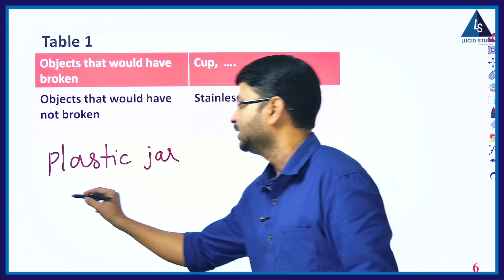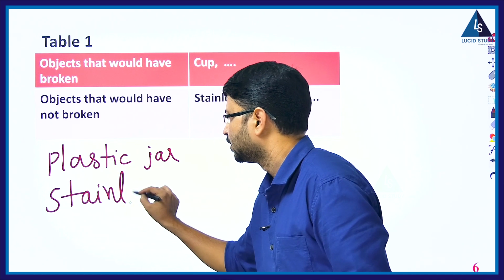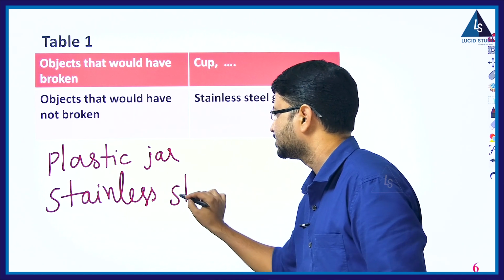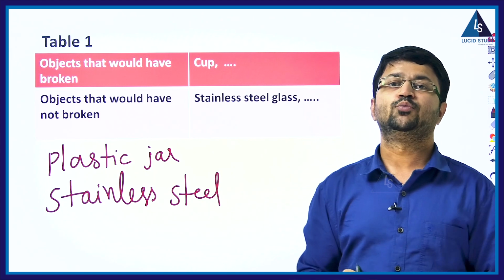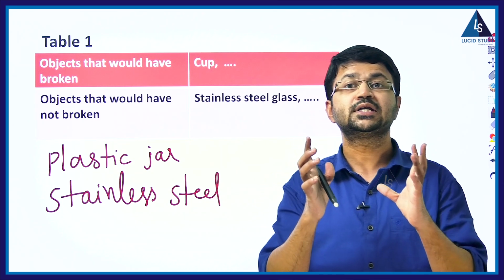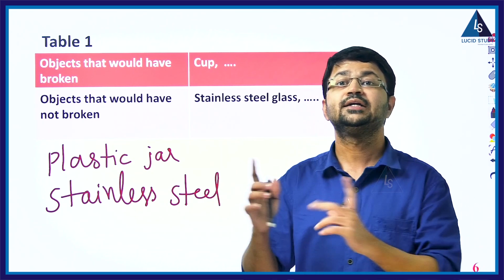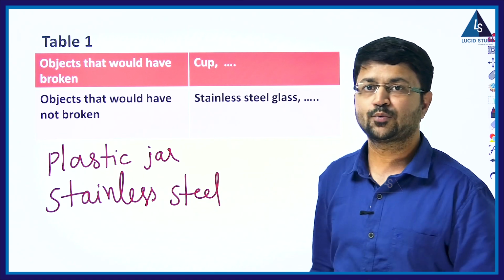And second thing, stainless steel vessels. Is it clear? Stainless steel vessels would not have broken. Is it clear? Now what happened is that the property of the material decides these factors. Now let us discuss in detail about those properties.